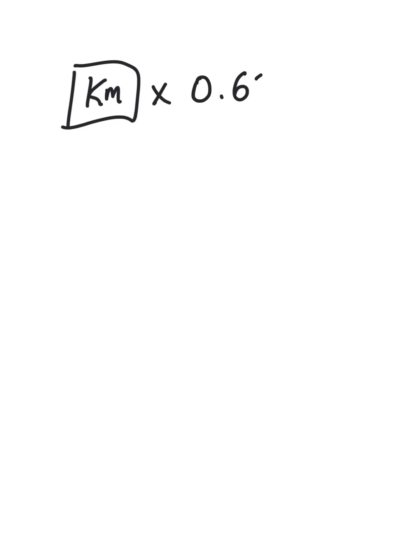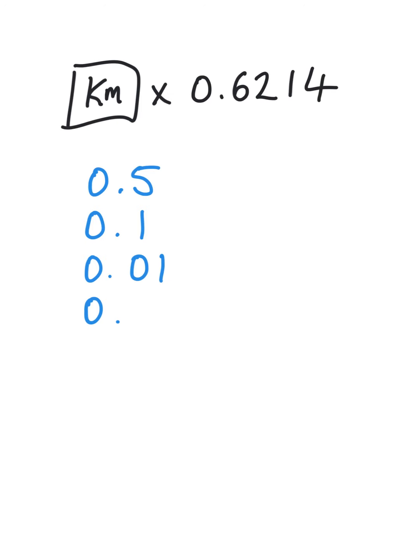So whatever I give you to convert, you're going to multiply it by 0.6214. So to get 0.6214, we're going to do 0.5. We're going to do 0.1 to get us the 0.6. We're going to do 0.01 and the 0.01 to get us the 2. So we're there at the minute.